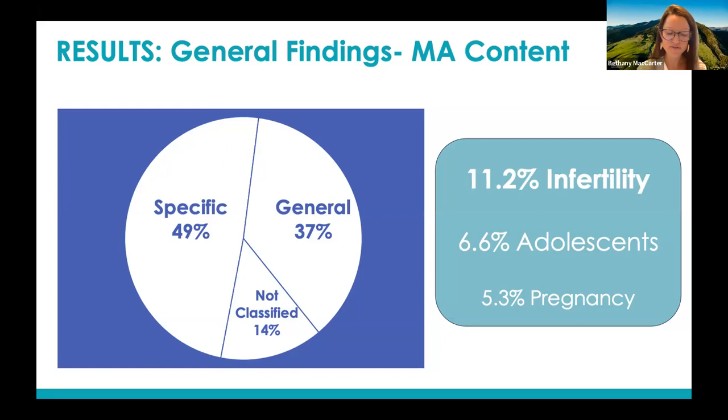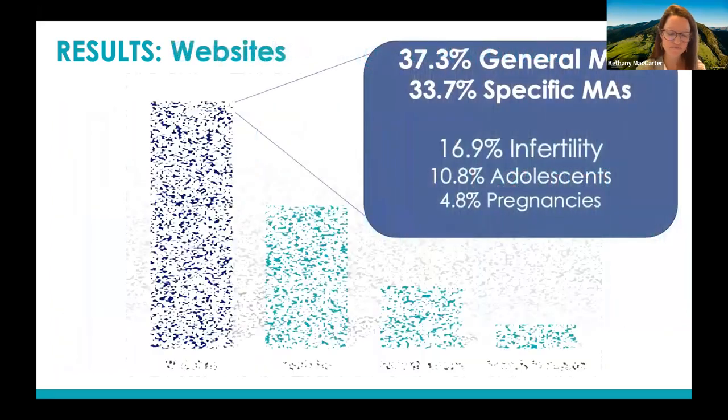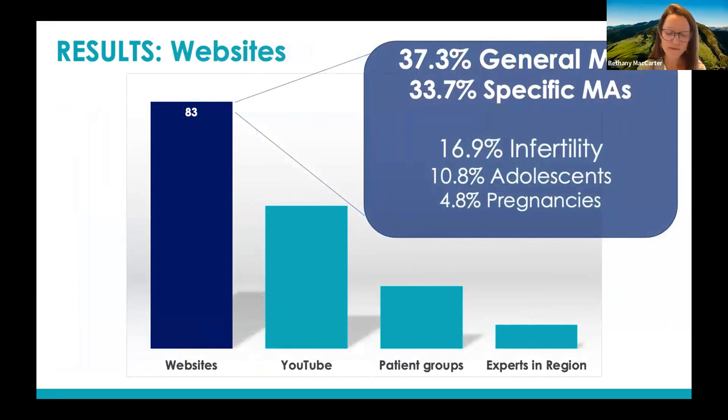Next, I'll zoom into the results from each subcategory, beginning with websites. And so we found that more websites provided information for all MAs or MAs in general when compared to all the sources that I just discussed. Websites also had more resources focused on infertility than adolescence than the other categories.